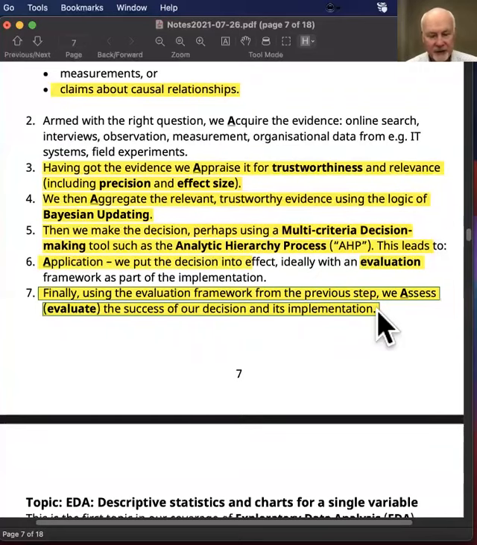All right, so that's it for the moment on evidence-based management. We will come back to bits of this as we go through the course, but just think of this as a kind of guiding framework that you need to know about.